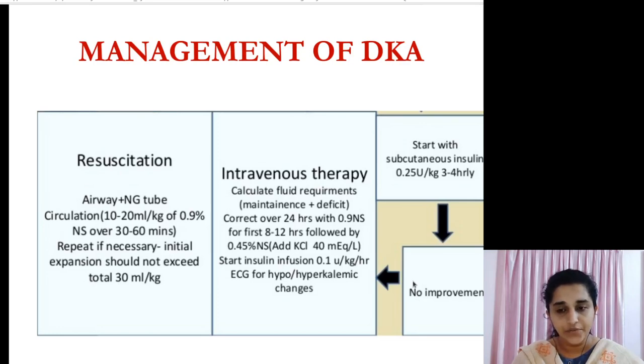Start insulin infusion 0.1 unit per kg per hour. ECG for hypo or hyperkalemic changes. Then start subcutaneous insulin 0.25 units per kg 3 to 4 hourly. So managing this diabetic ketoacidosis is very important, otherwise it leads to medical emergencies.